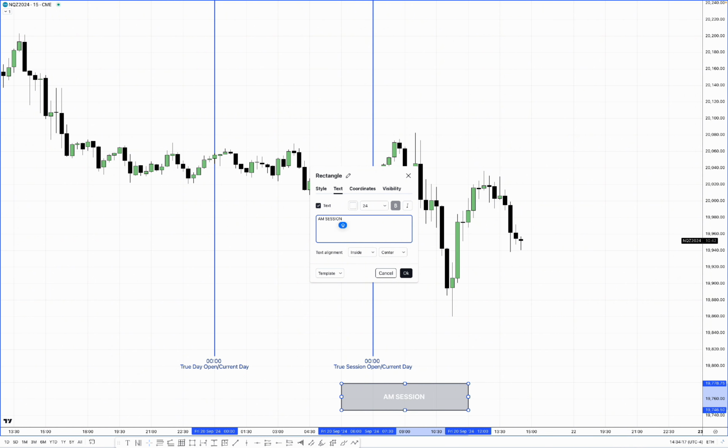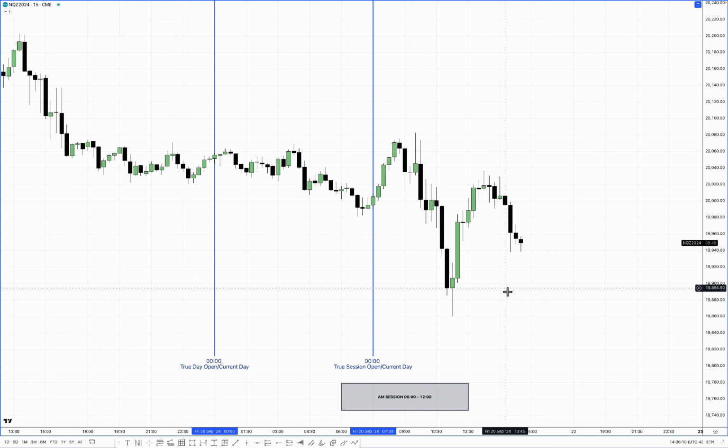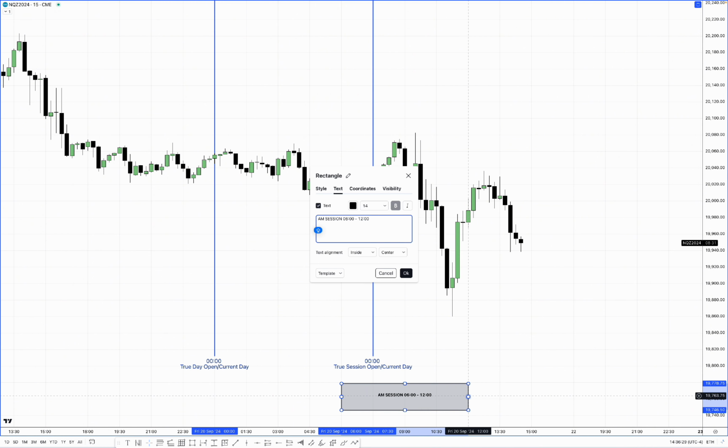AM session. It's a full 6-hour cycle or 6-hour session. These are ideally the most important filters, meaning this time range is something you're always gonna need to mark out every single day when you are trading the AM session, which is a full 6-hour range.